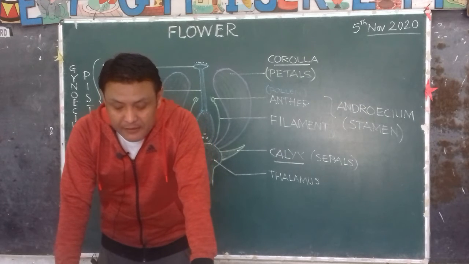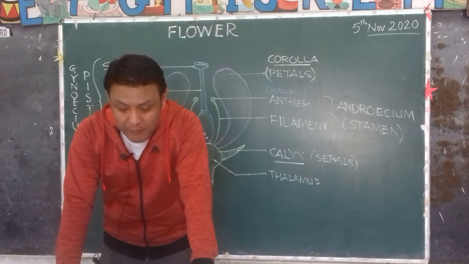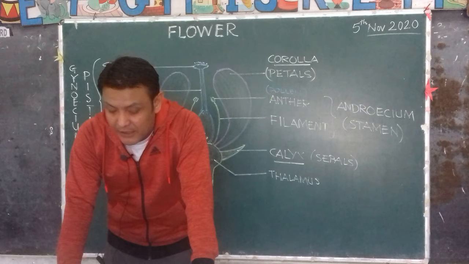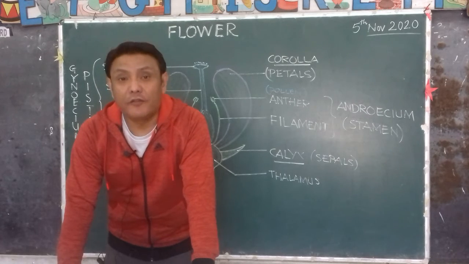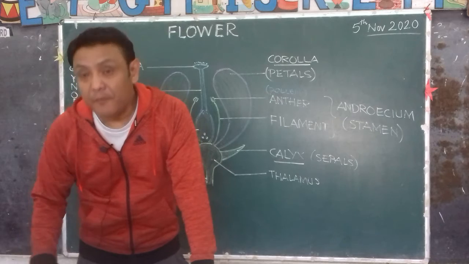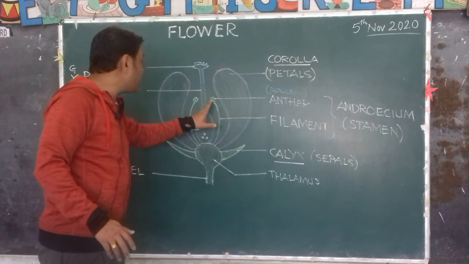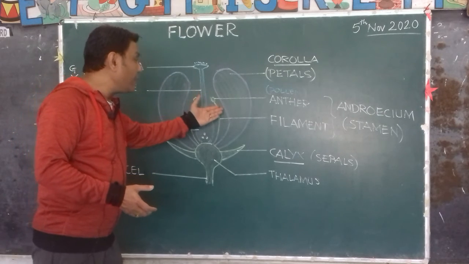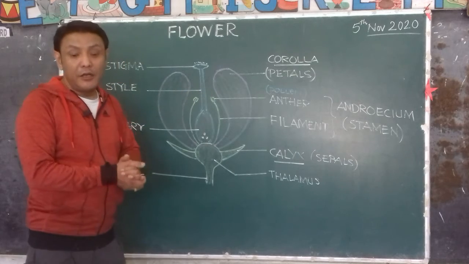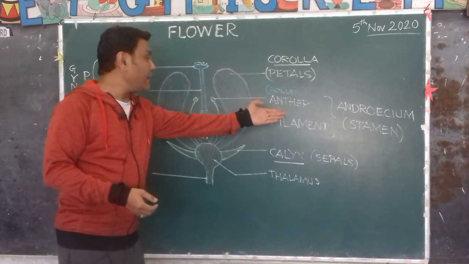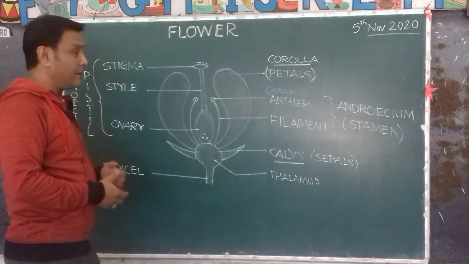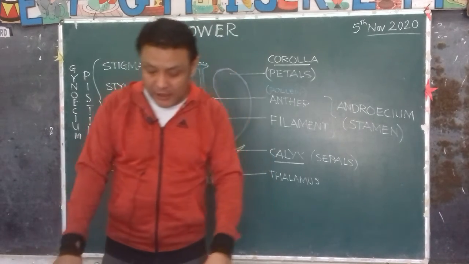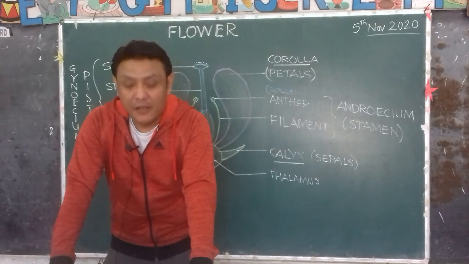Example: papaya and maize are unisexual flowers. And now we come to the neuter flower, a flower which is neutral, a flower which does not contain the androecium as well as the gynoecium. That means it is a neutral flower. It does not contain the stamen and the pistil or the carpel. For example, ray florets of a sunflower.